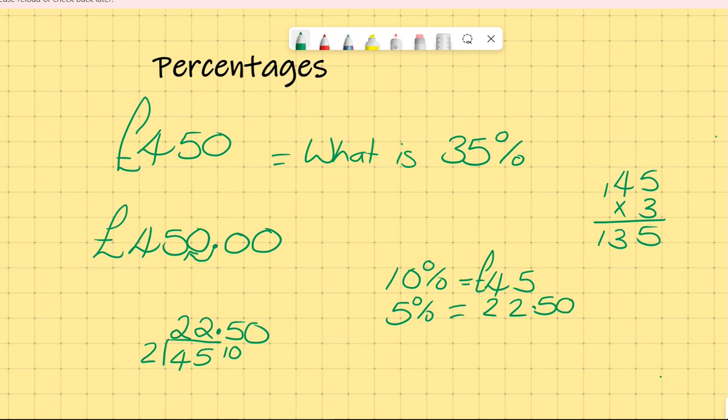Okay, so what you need to do now, and be very careful that you don't get your digits wrong, you need to add that £22.50 on to the 135. So you know it's something 50p. 5 plus 2 is 7, 3 plus 2 is 5, and then you won. Okay, so 35% of 450 is 157.